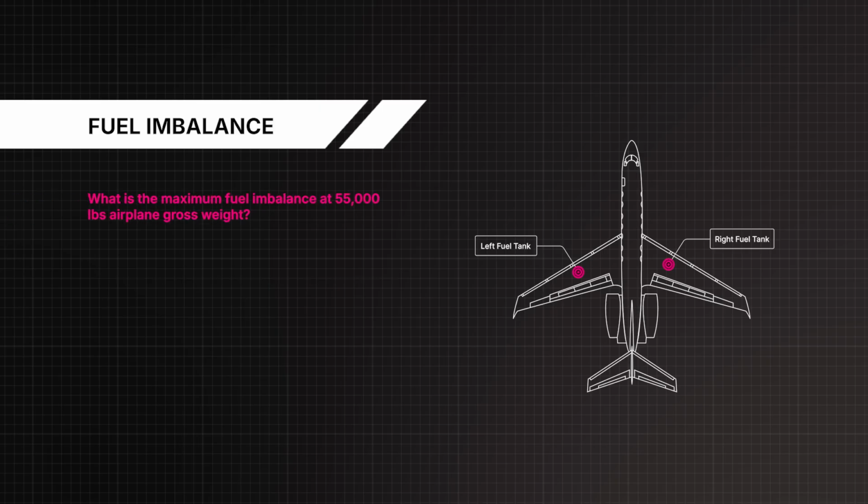What is the maximum fuel imbalance at 55,000 pounds airplane gross weight? 2,000 pounds. What is the maximum fuel imbalance at 61,000 pounds airplane gross weight? 400 pounds.